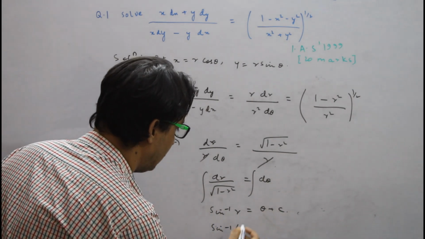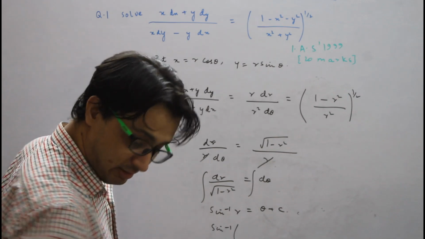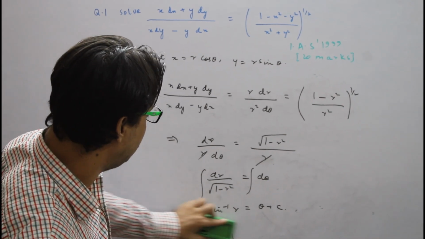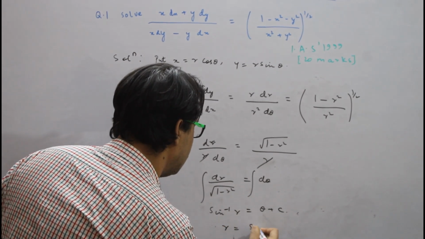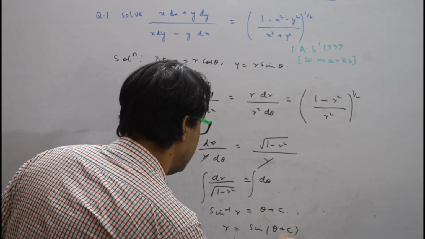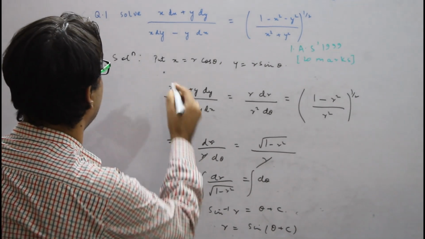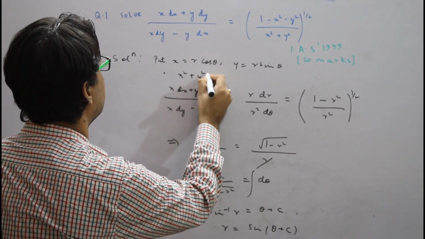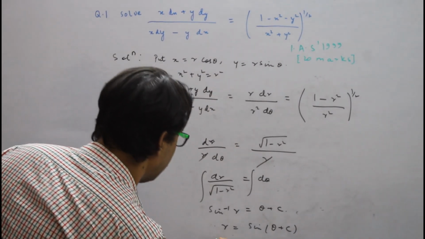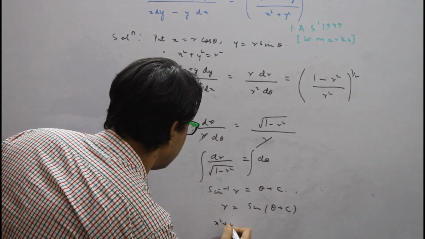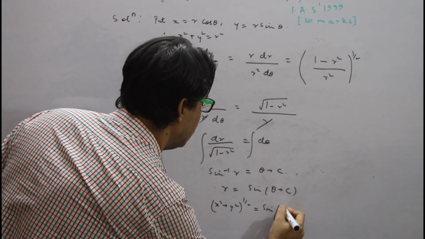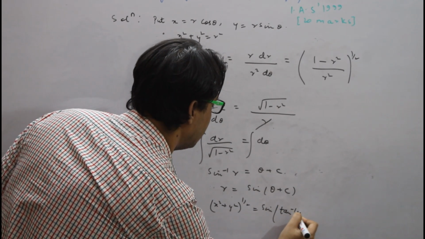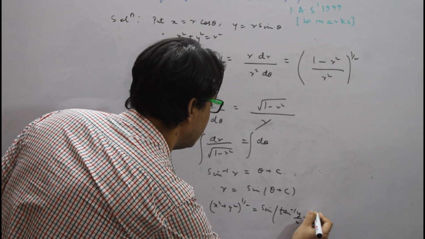R was how much? Before writing it, we can send the sine inverse to that side. So r is sine theta plus c. So r was how much? x square plus y square is equal to r square. So r was x square plus y square to the power half, is equal to sine theta, which was tan inverse y by x plus c.